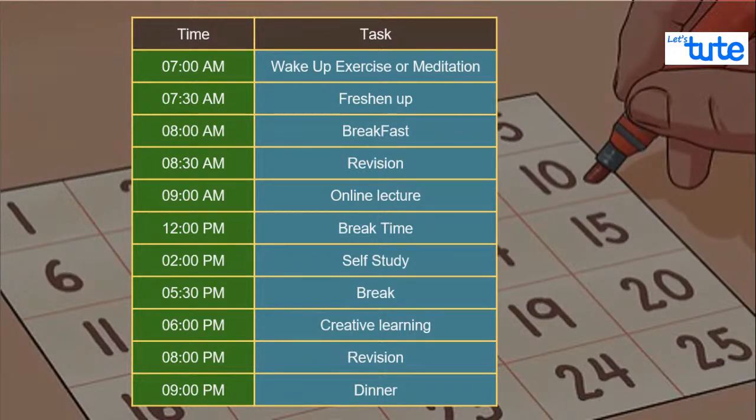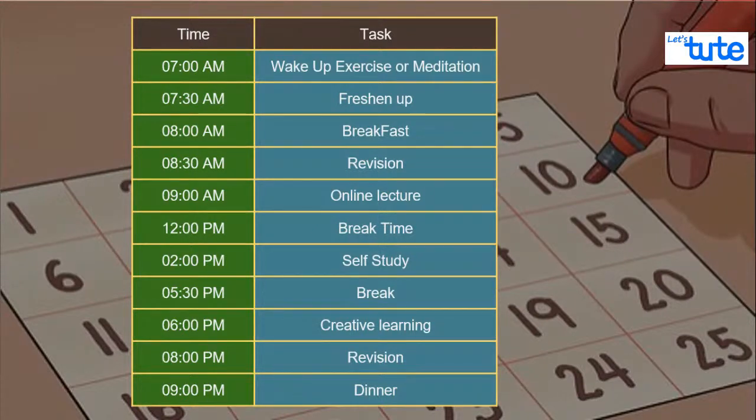So, if you cannot get up early, Hamza, then you have to sleep a little late. Because you're getting up late, you have to compensate that time later on. Okay, people, now let's come to the timetable. You get up early, you freshen up, you have your breakfast. After having your breakfast, I told you, do a revision.